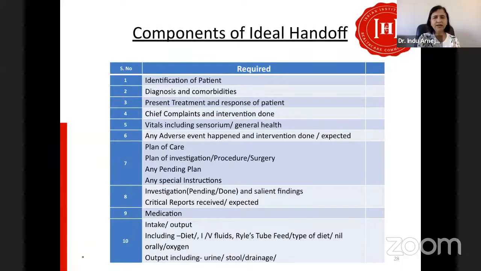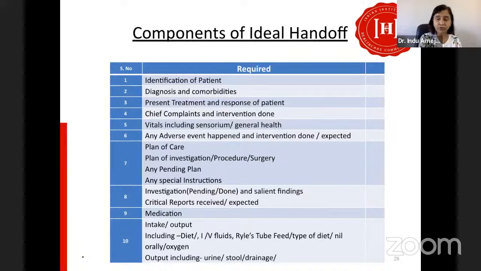We should have at least the identification of the patient, diagnosis and comorbidities, present treatment and response of the patient to the treatment, chief complaints and interventions done in the past 8 hours or 12 hours, then vitals including the sensorium and general health, any adverse event that happened, and intervention done or expected in the next 10-12 hours. Also talk about plan of care, plan of investigation, procedure, surgery, any pending plan, any special instructions to be part of the handoff. Then any investigation done or pending and the findings.